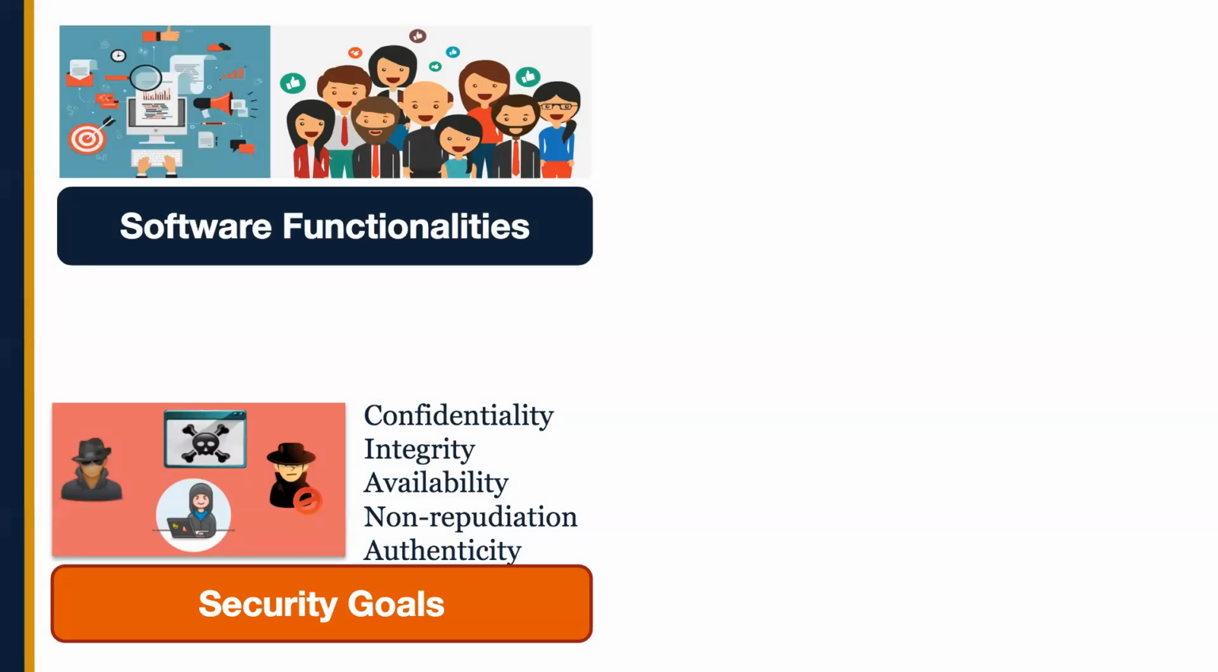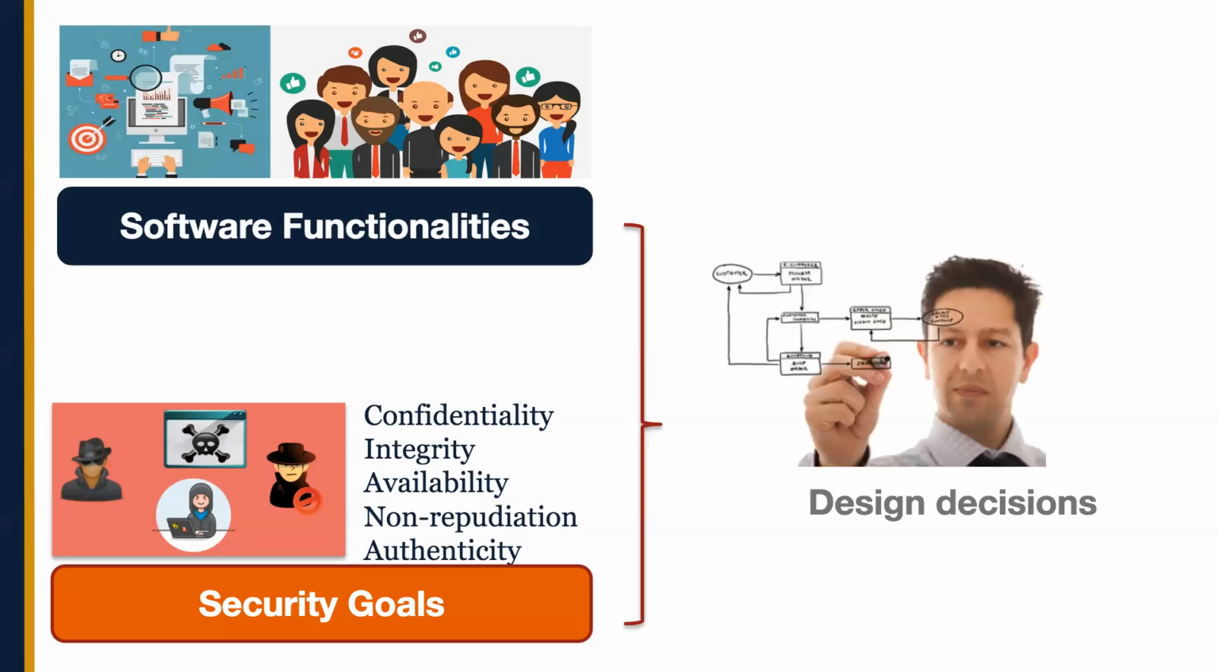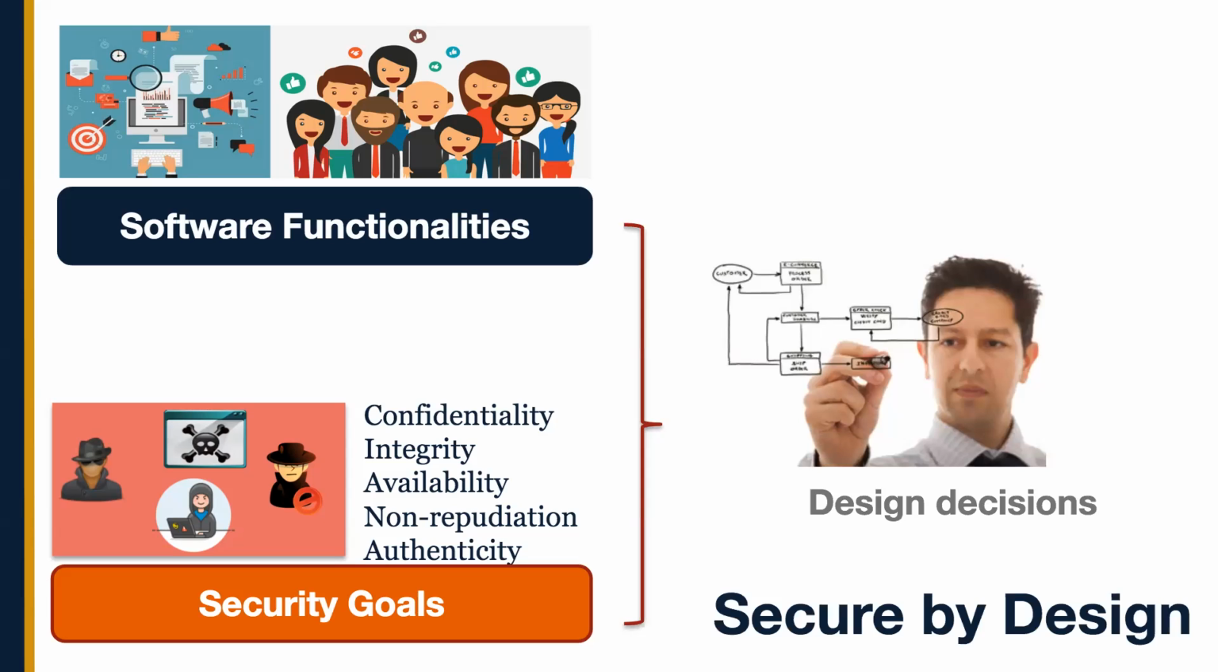So that's why more and more software vendors are pressured into building secure systems. They work by looking at the software functionalities, which are what the system should do, but also a series of security goals, which are confidentiality, integrity, availability, non-repudiation, authenticity. So in light of those goals, software architects make design decisions. They want to make decisions for the system to fulfill all of those goals. And this is called secure by design.